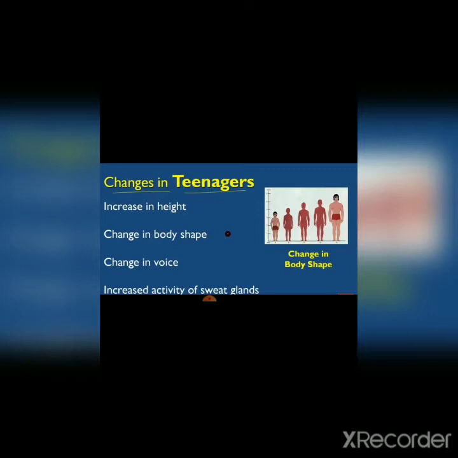Sweat is secreted at all ages, but in the age of adolescence, in the age of teenager, sweat gland activity will be increased. That means sweating secretion will be increased.